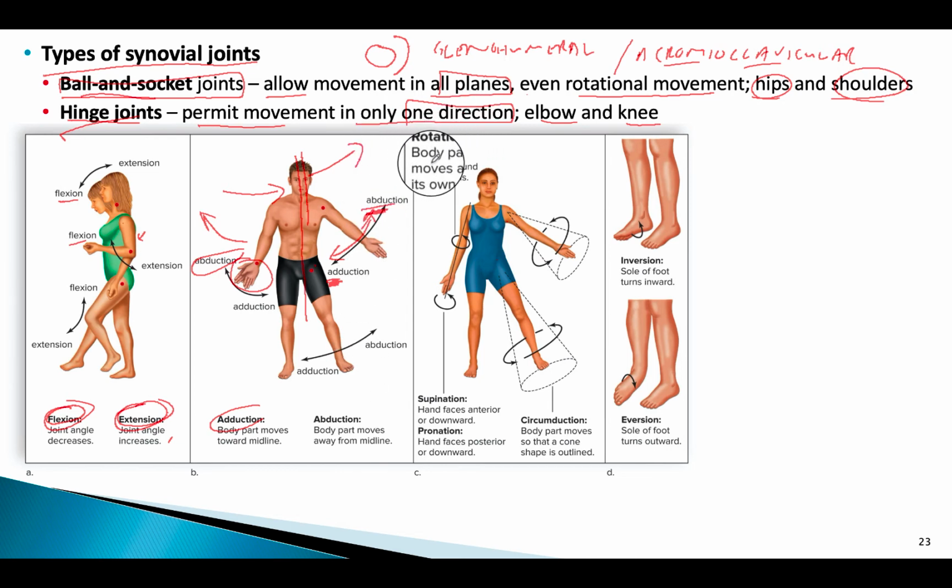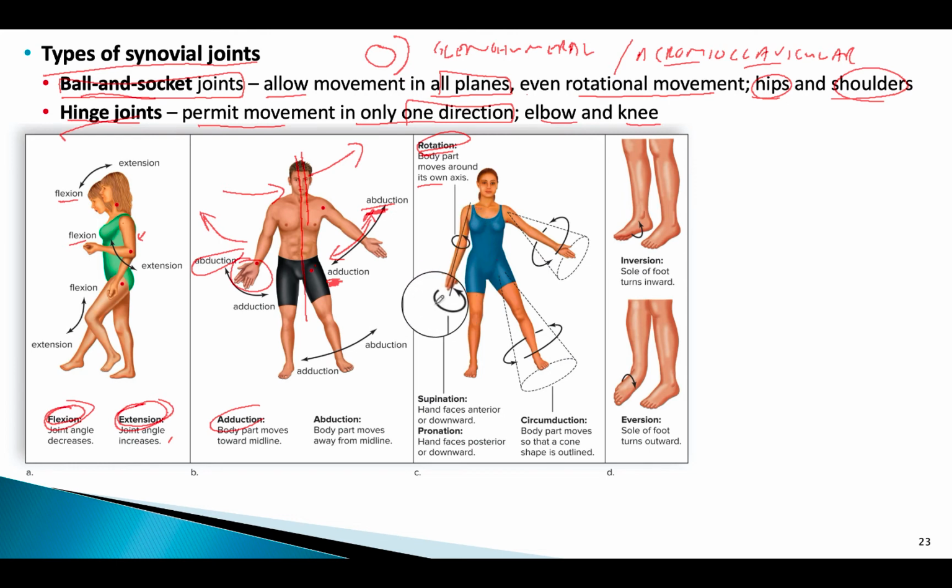Next movement over here is your rotation. So body part moves around its own axis. So you can see it over here. So this is your rotation, or specifically now your circumduction over here. So rotation here is body part moves around its own axis. So showing us over here, when you are moving your arm, for example.